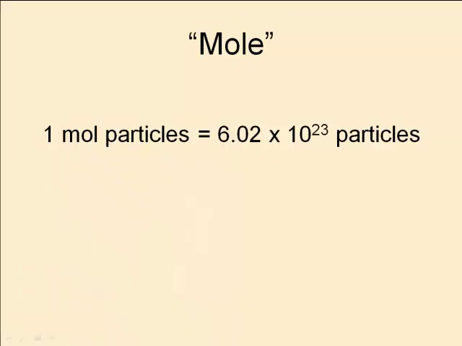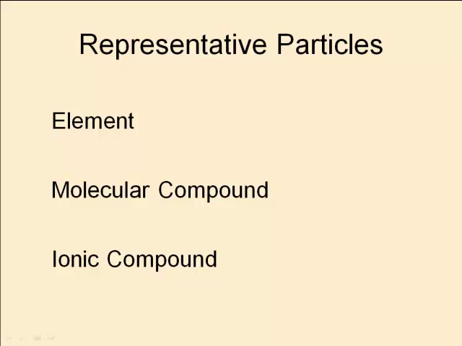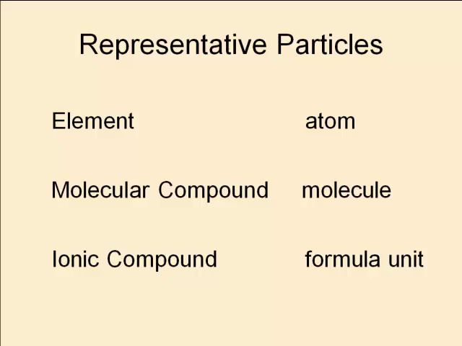Remember that the word particles is a generic term. There are more specific names for the representative particle depending on what type of substance you're discussing. The representative particle of an element is more specifically called an atom. For molecular compounds, you call the smallest particle a molecule. And for ionic compounds, you call it a formula unit.